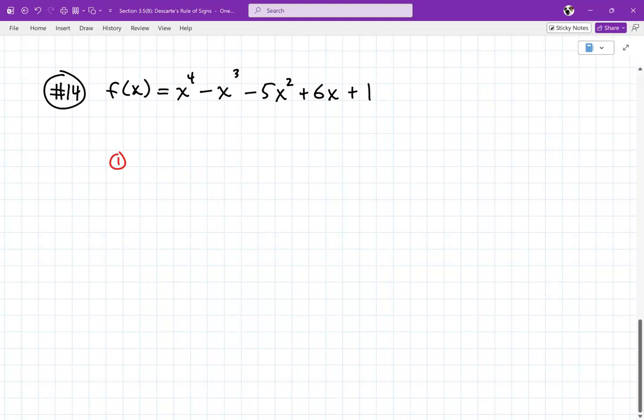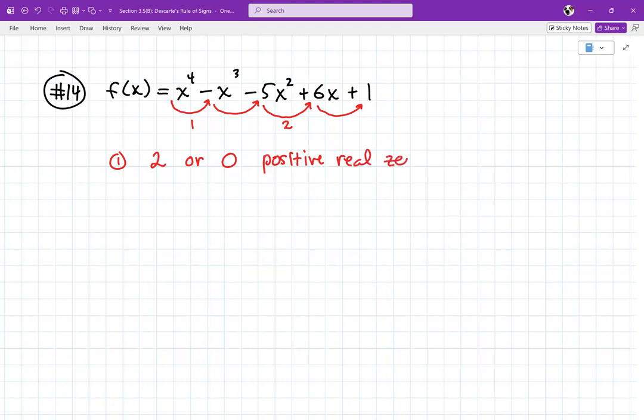x. So let's see. Positive 1 to a negative 1. That's one sign change. Negative 1 to a negative 5. No sign change. Negative 5 to a positive 6. That's another sign change. So that's 2 so far. Positive 6 to a positive 1. That's no sign change. So 2 total sign changes. So either 2 or 0 positive real zeros.